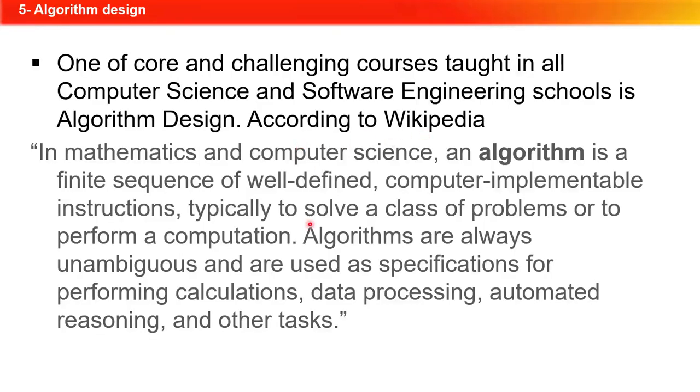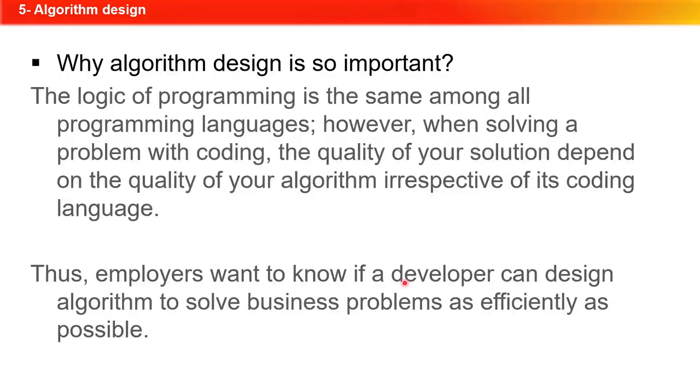So algorithms are unambiguous and they are used as specific instructions for performing calculations, data processing, automated reasoning, and other tasks. Algorithms usually follow the business process or follow the business steps needed to arrive at a solution. So why is algorithm design important? Well, it is the logic that goes into the programming. So when we are building our applications, we are essentially putting together steps or logic, and we are then looking to solve problems. So the quality of the solution highly depends on the quality of the algorithm. Thus, employers want to know if a developer can design an algorithm to solve business problems as efficiently as possible.